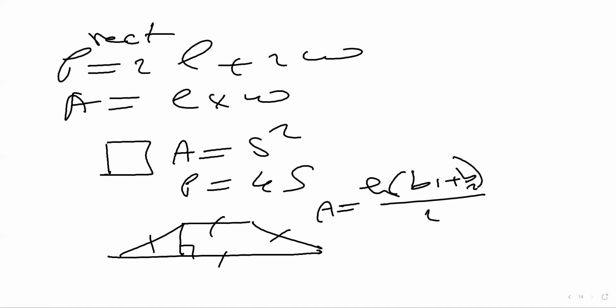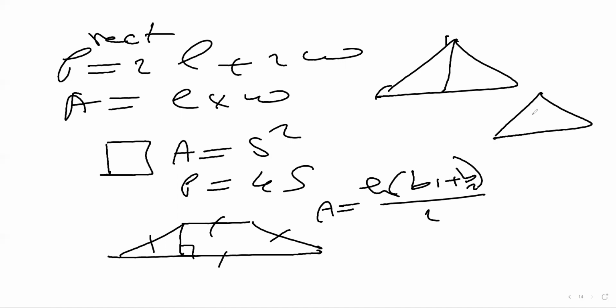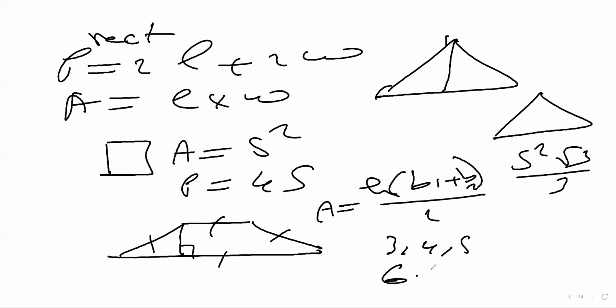What else do we have? Triangle: what is the area of the triangle? Base times height over 2. We also have the rhombus. When we have an equilateral triangle, what is the area? S squared radical 3 divided by 4. What are the special right triangles? 3 4 5, or 6 8 10, 8 15 17, 5 12 13, with the growth factor, meaning 30 40 50 and so on.